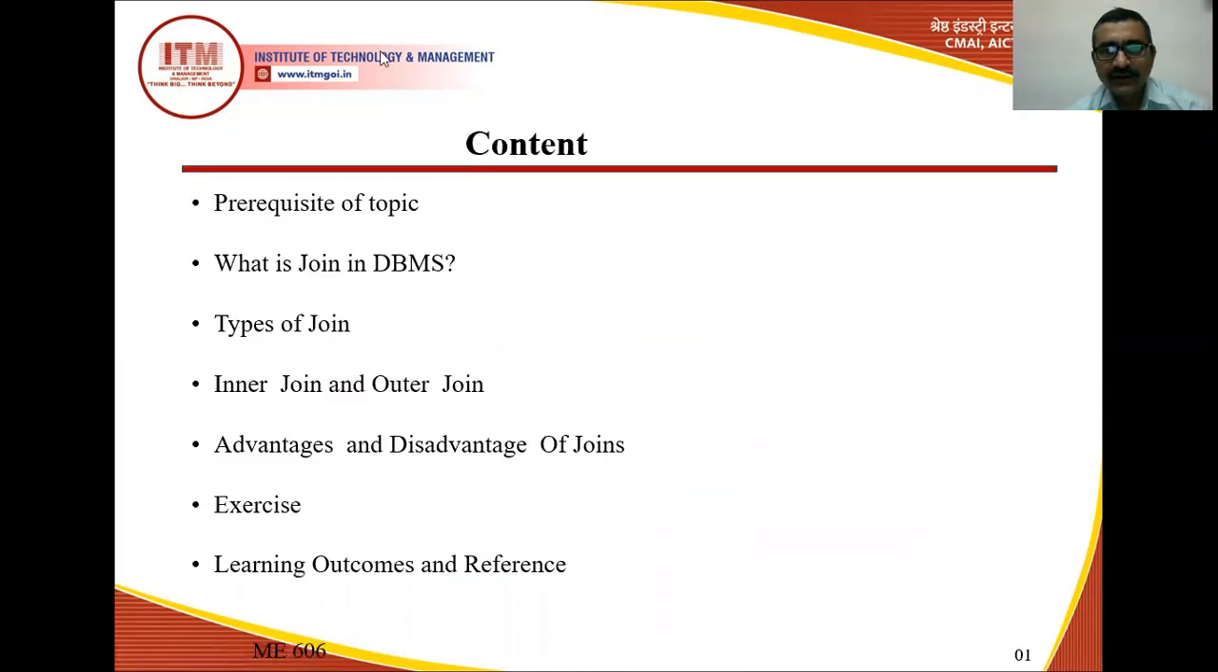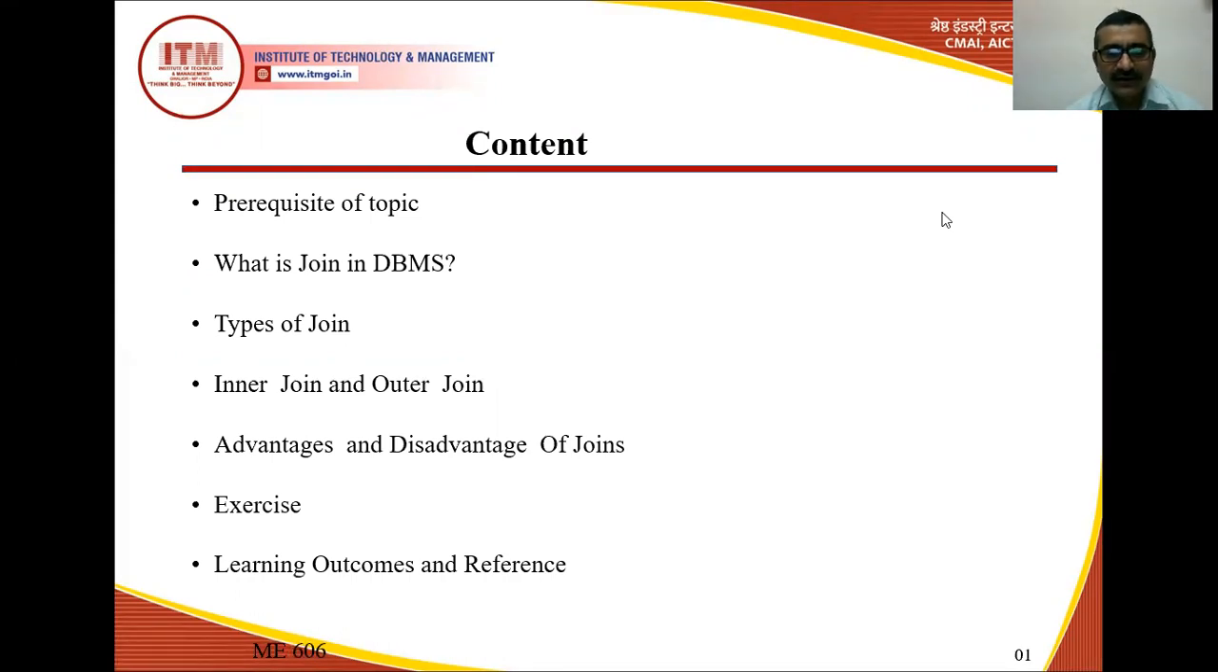Now, first we have to discuss the content of this PPT. First one is prerequisite of topic. Then after, what is join in DBMS. Then after we have to discuss the types of the join. There are basically two types of join. First one is inner join and second is the outer join.